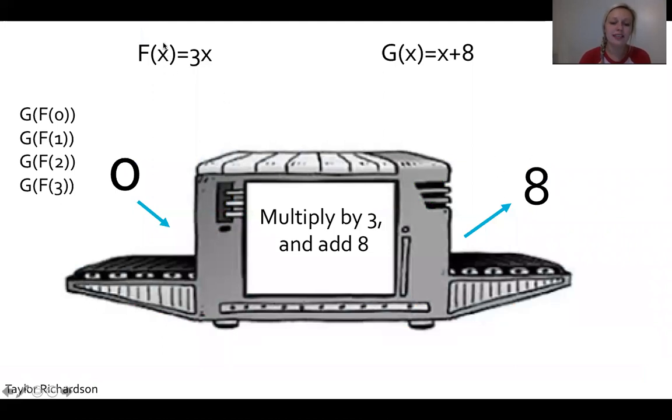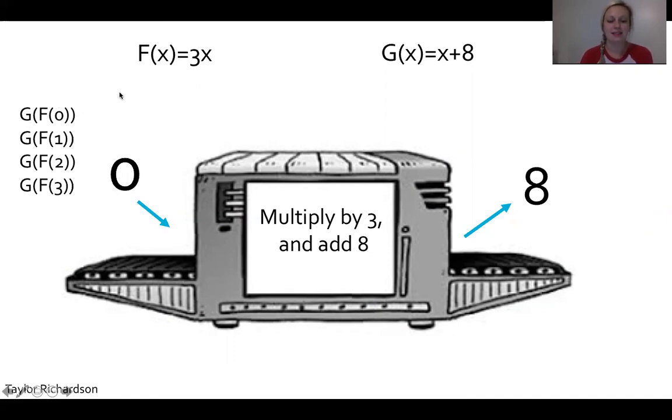So the question gives us these two functions. f of x is equal to 3x and g of x is equal to x plus 8. What this problem wants us to do is it gives us these four numbers, 0, 1, 2, and 3, but you can see they're written in a weird way. The way that we say these when we see this is g of f of 0.